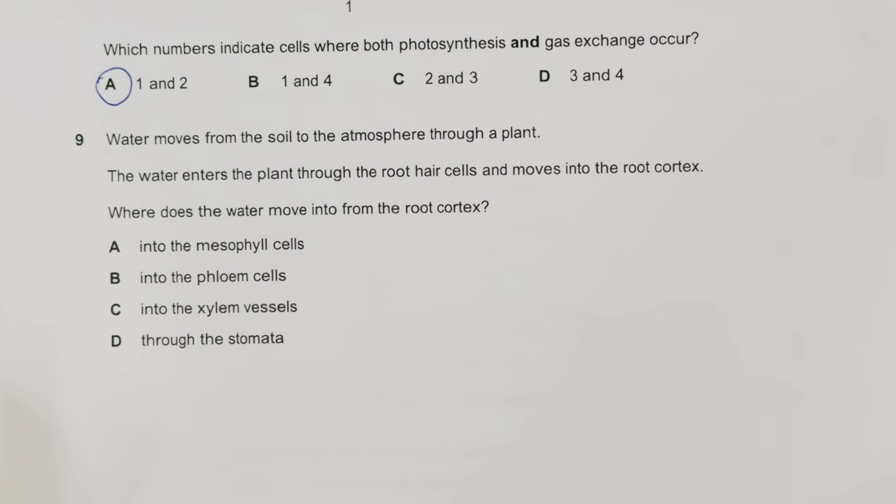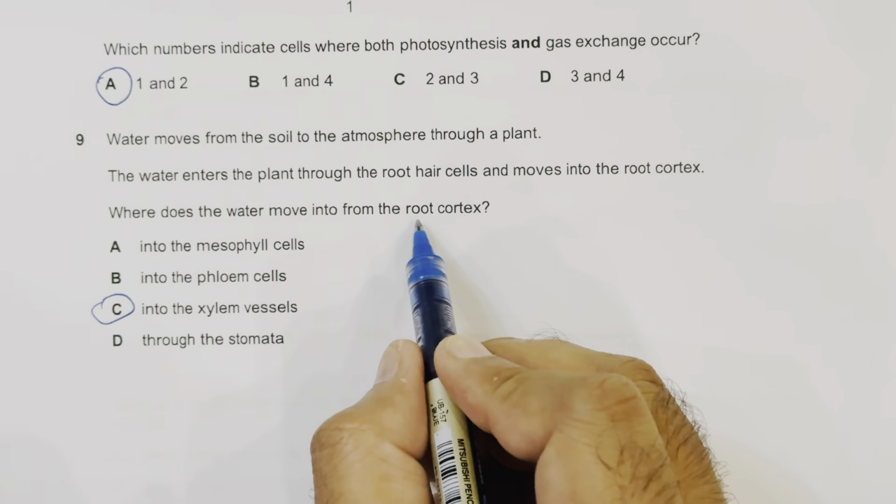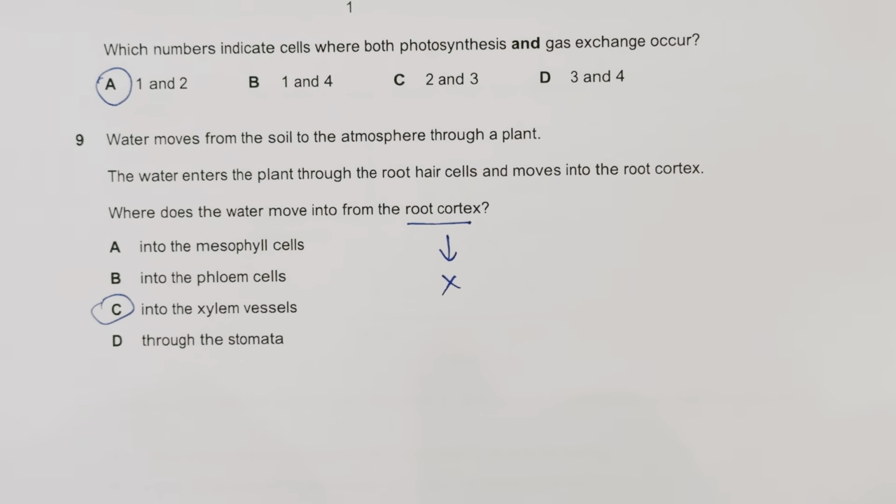The water enters the plant through the root hairs and moves into the root cortex. Where does the water move from the root cortex? So water moves into the xylem vessel. So option C is the carrying one. You must know from soil to root cortex, then root cortex to xylem. Okay, option C is carrying that.